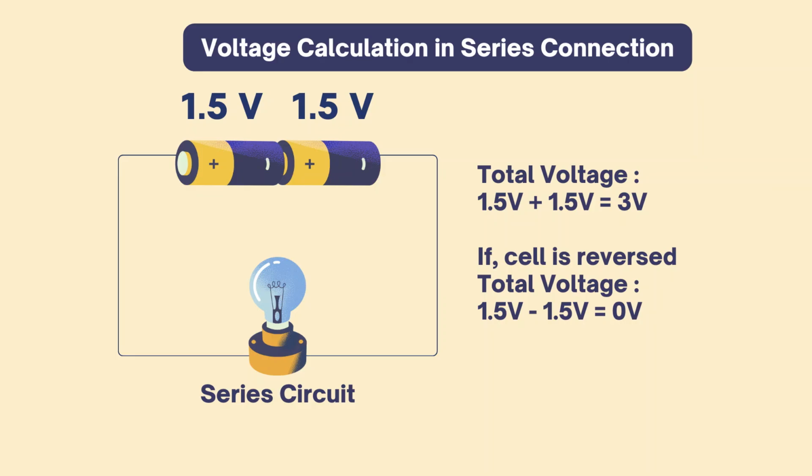Let's calculate the total voltage in a series connection. If we have two cells with the same polarity, say both are 1.5 volts, the total voltage is simply the sum. 1.5 volts plus 1.5 volts equals 3 volts. But if one cell is reversed, the voltages subtract from each other. So 1.5 volts minus 1.5 volts would result in 0 volts.